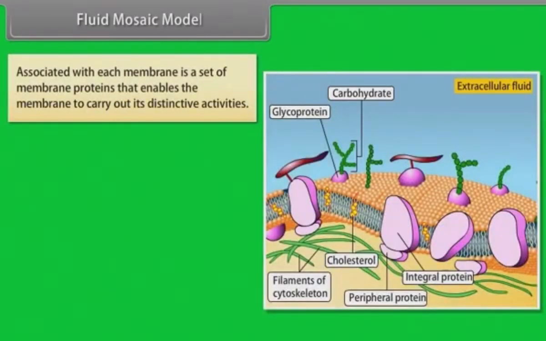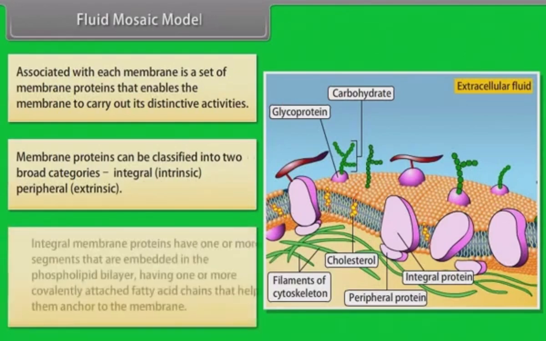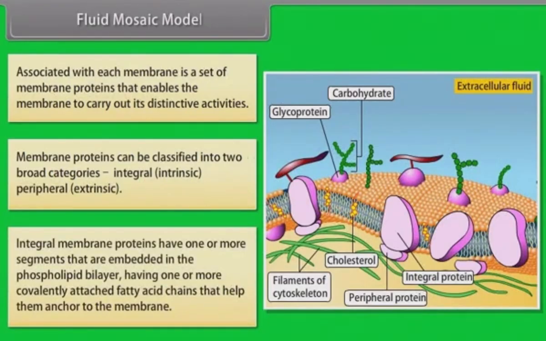Associated with each membrane is a set of membrane proteins that enables the membrane to carry out its distinctive activities. Membrane proteins can be classified in two broad categories: integral, that is intrinsic; peripheral, that is extrinsic. Integral membrane proteins have one or more segments that are embedded in phospholipid bilayer, having one or more covalently attached fatty acid chains that help them anchor to the membrane.